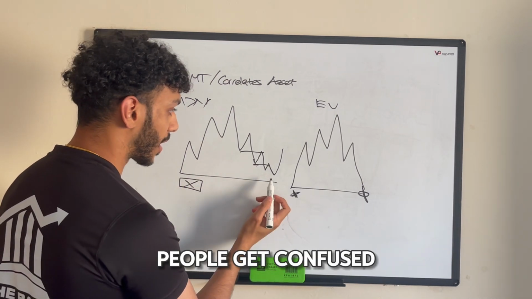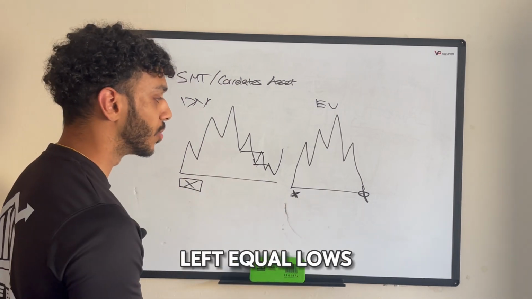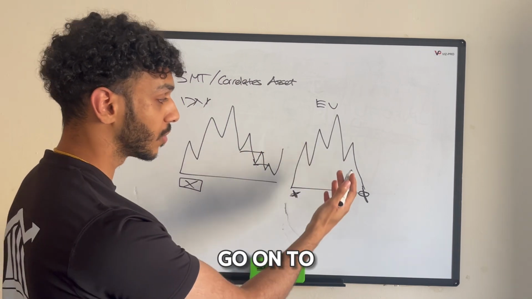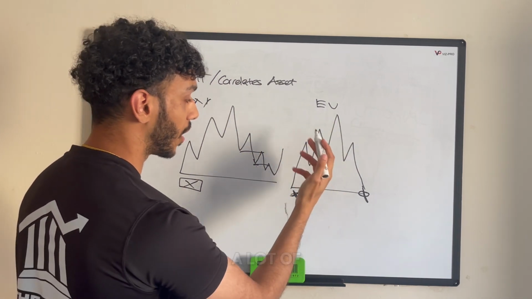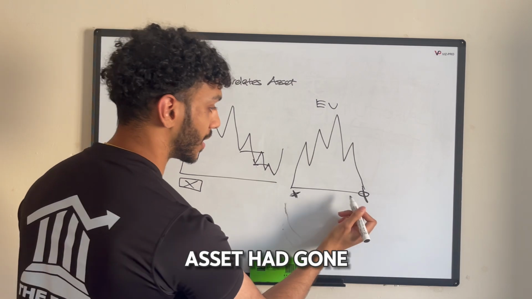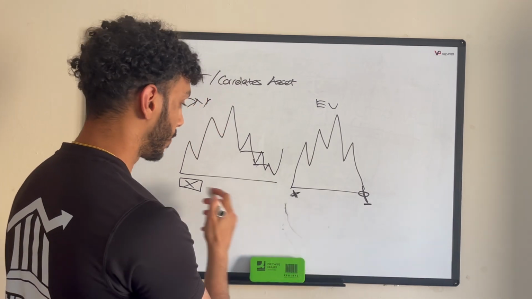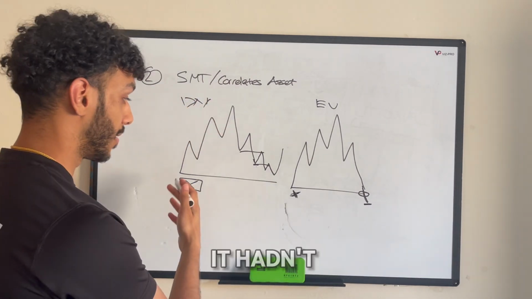And that's why a lot of people get confused and say, oh, well, price left equal lows. Why did it do that? Well, if you go onto the correlating asset, you'll literally find a lot of the time that the correlating asset had gone ahead and breached the low, but on the asset that you're looking at, it hadn't.